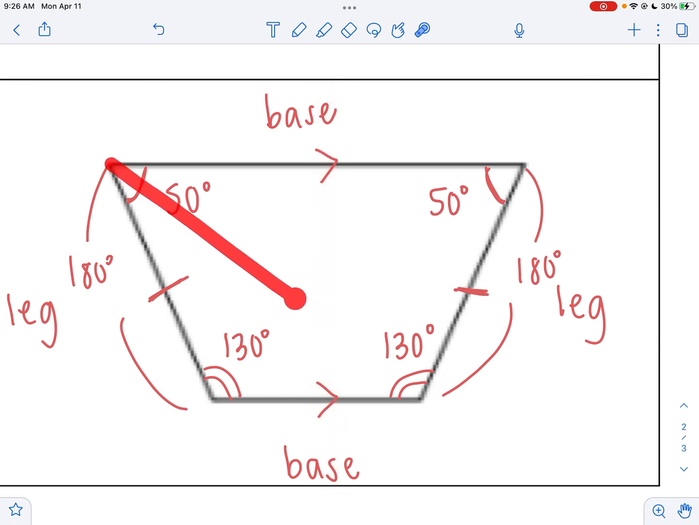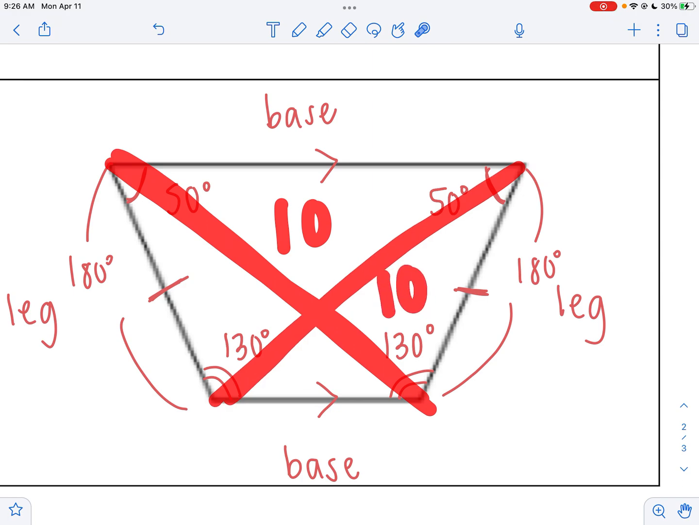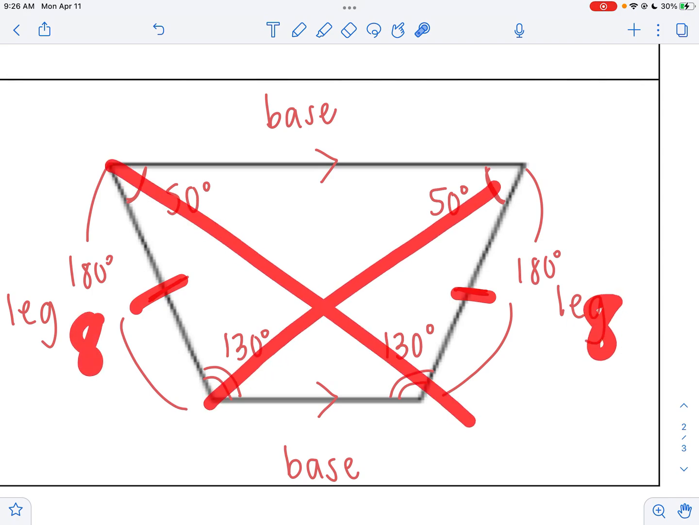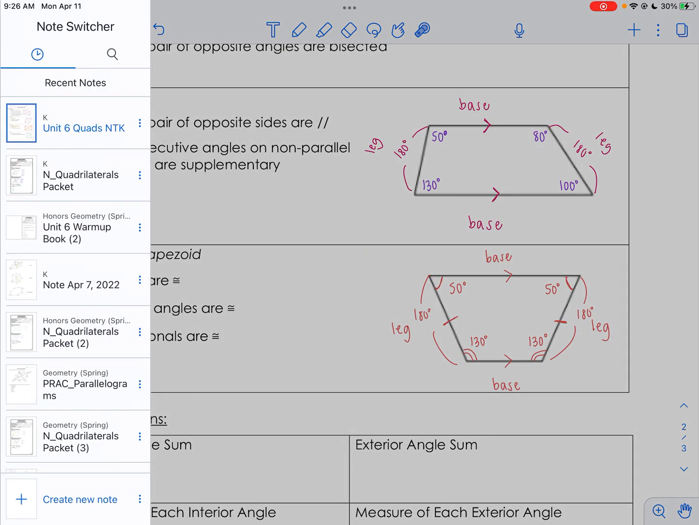Something else about isosceles trapezoids is that the diagonals are congruent. So if we know that this length is 10, well, we also know that this length right here is 10. That would just be because if the legs are the same, like 8 and 8, and the angles are the same, then our diagonals are going to be the same as well. So let's take a look at some problems with trapezoids.